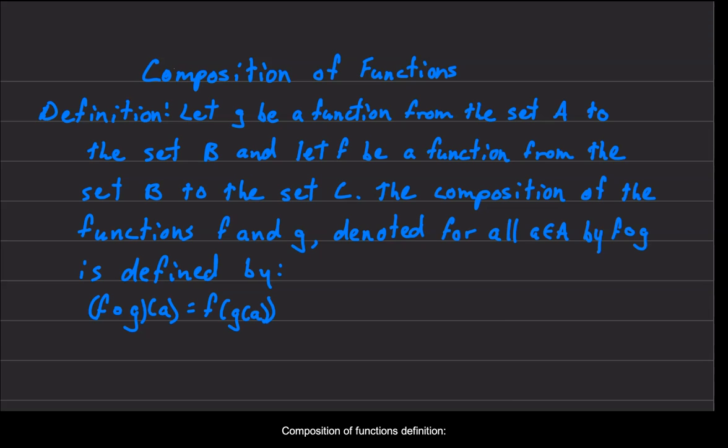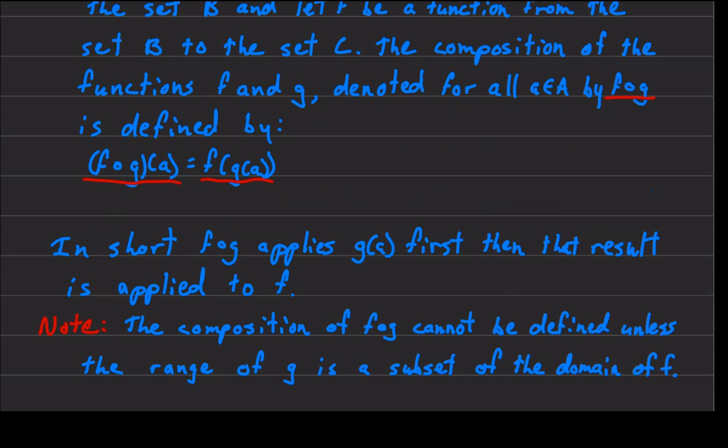Composition of functions. Definition. Let g be a function from the set A to the set B, and let f be a function from the set B to the set C. The composition of the functions f and g, denoted for all a in set A by f composed with g, is defined by (f ∘ g)(a) = f(g(a)). In short, f of g applies g of a first, then that result is applied to f.